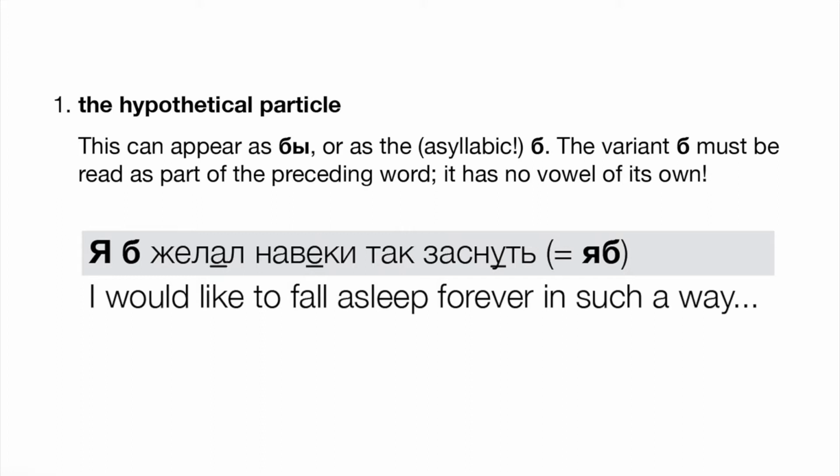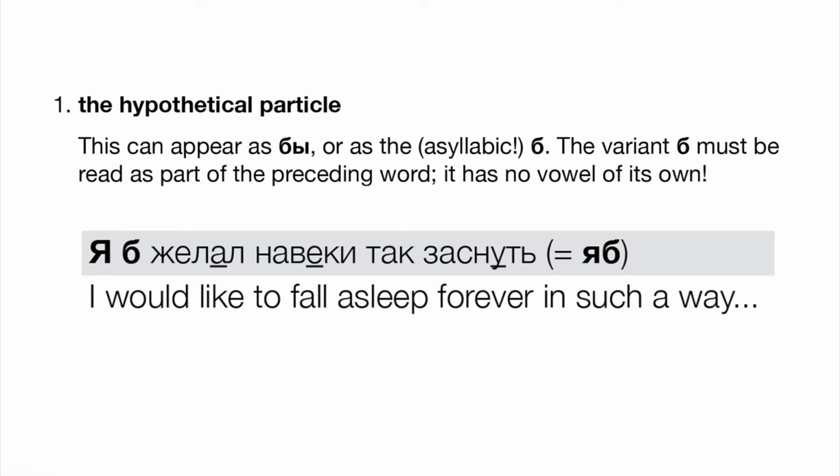Я б желал. Okay, so the other question is, how do we read that? Now, it's always tempting to see it written as a separate word, a separate letter, and to therefore pause between the words as we see printed on the page. And then we would probably say something like, Я бы желал навеки так заснуть, which again would introduce a vowel, an extra syllable. Бы is a syllable.